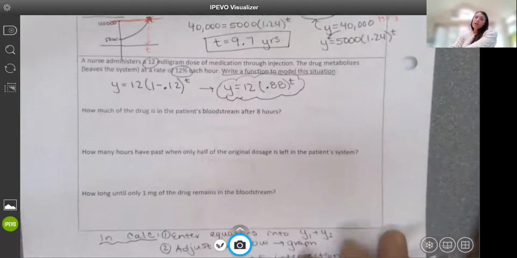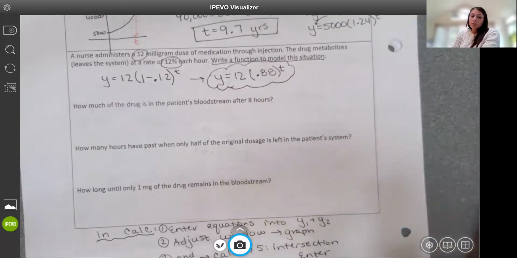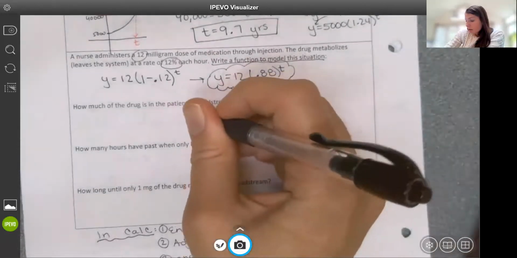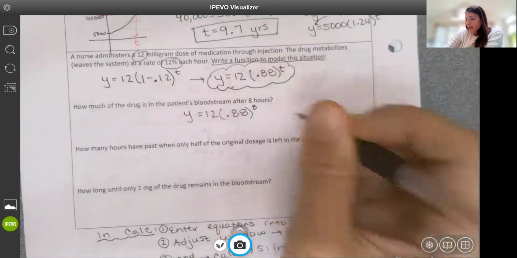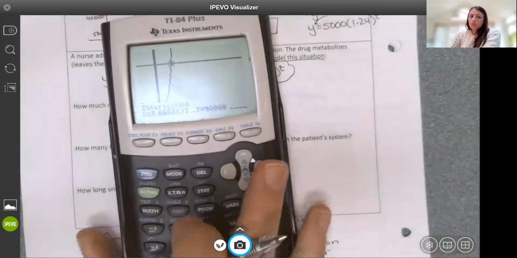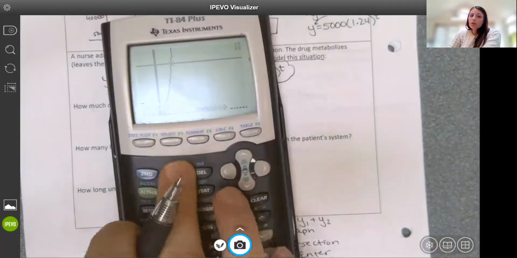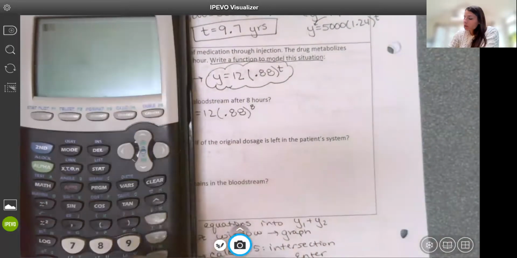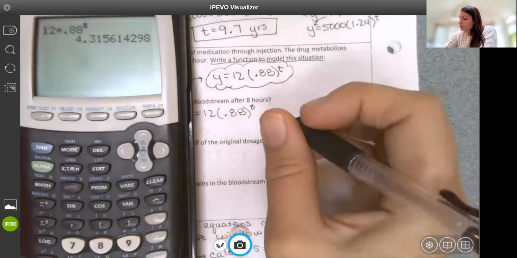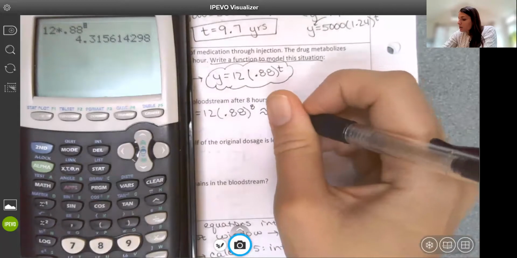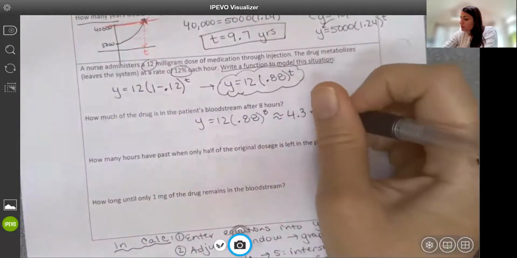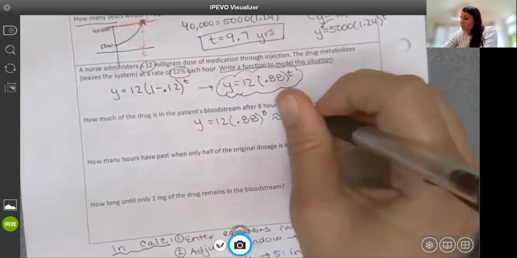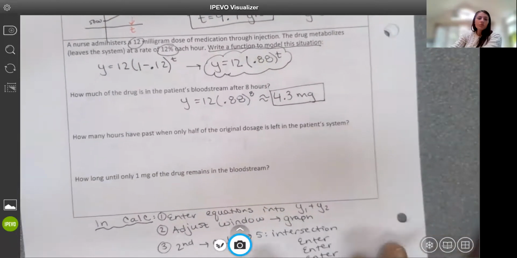So first question, how much of the drug is in the bloodstream after 8 hours? That we're just plugging in, right? 0.88 to the 8th power. To get out of your graph, hit second, quit. So I type in 12 times 0.88 to the 8th power. Approximately 4.3, and was it in milligrams? Yeah, milligrams would remain in your system after 8 hours.